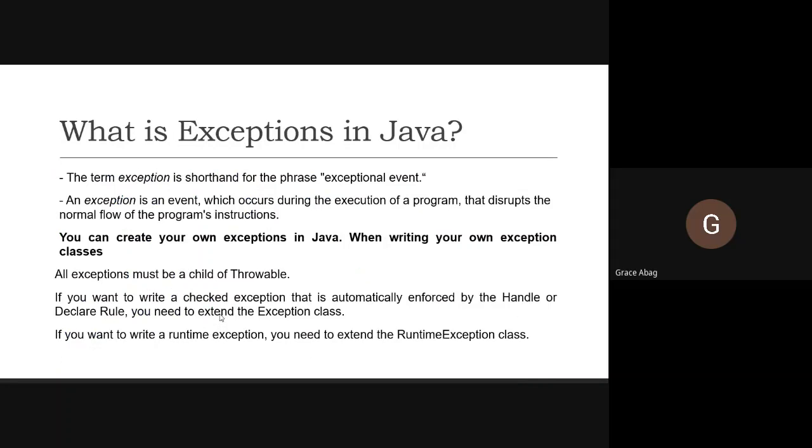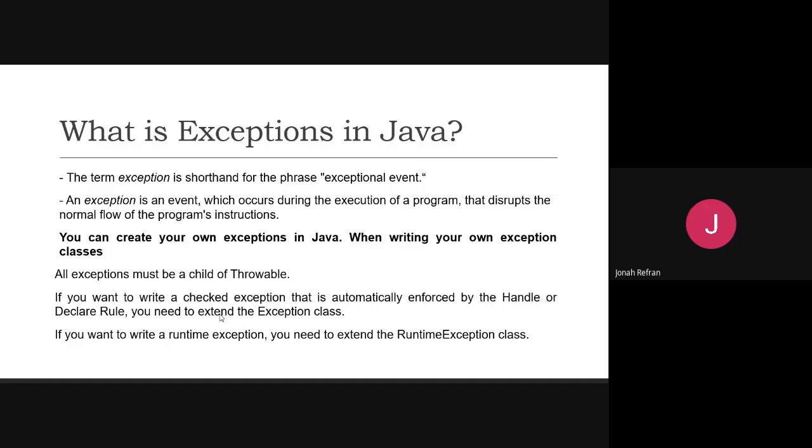Next is the exceptions in Java. Okay, Joanna, can you read what is exception? The term exception is shorthand for the phrase exceptional event. An exception is an event which occurs during the execution of a program that disrupts the normal flow of the program's instructions. You can create your own exceptions in Java when writing your own exception classes.